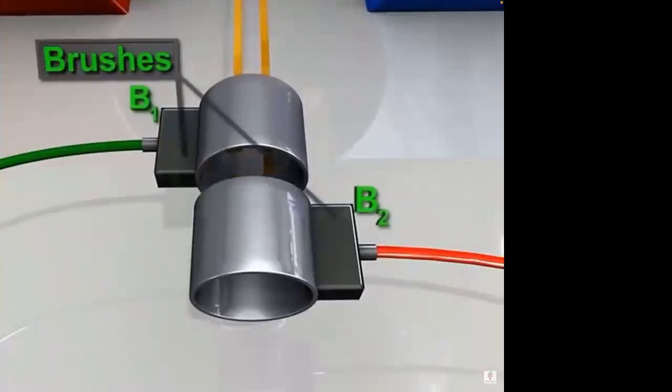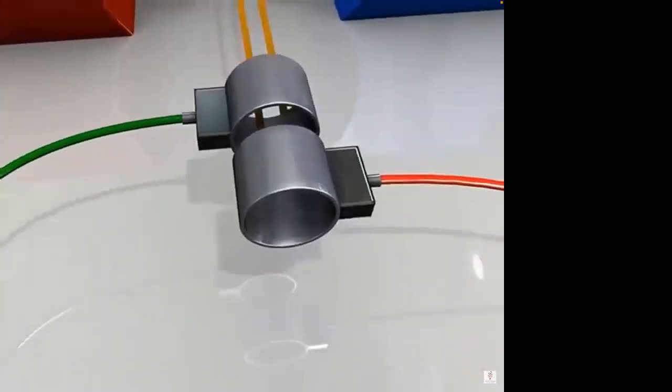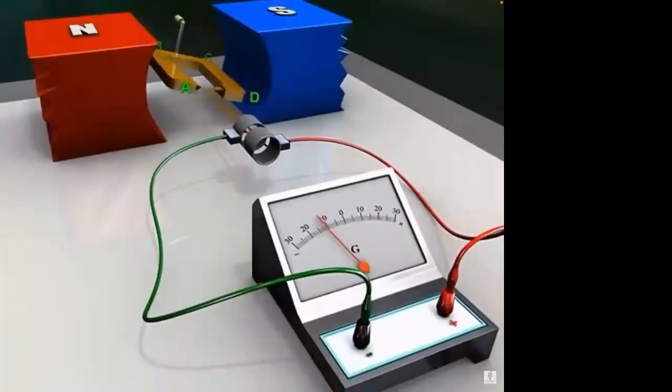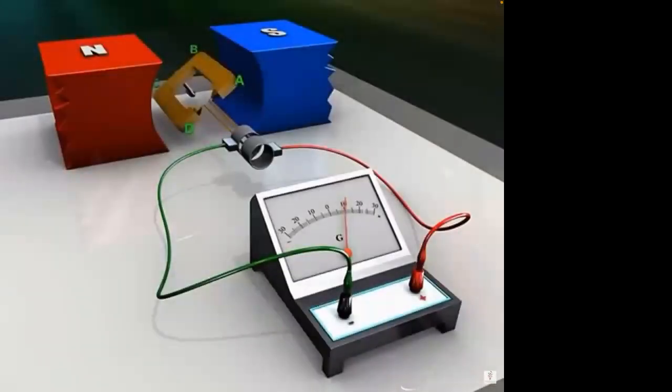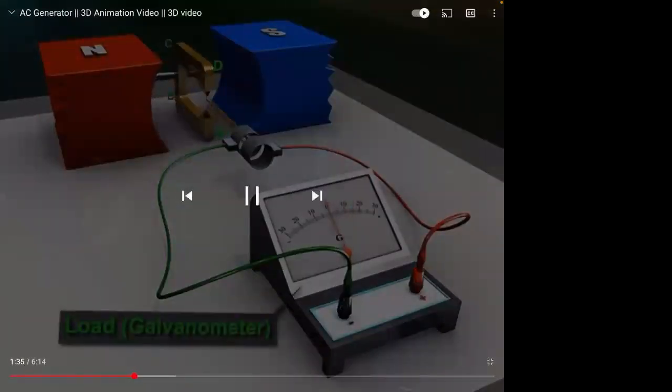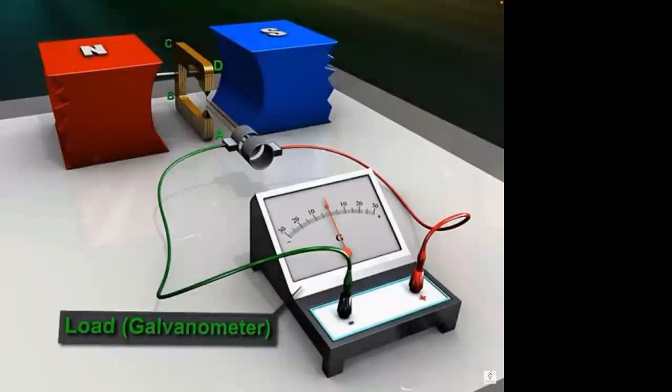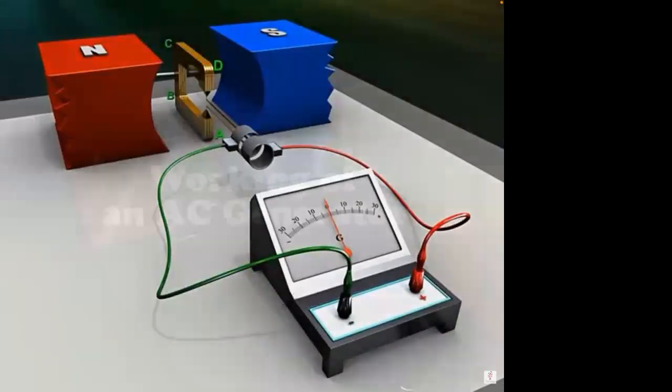Two brushes B1 and B2. These carbon brushes are in contact with the slip rings and are used to provide the electrical contact between the generator and a load, which may be a galvanometer as shown.